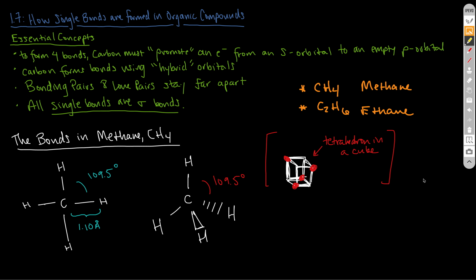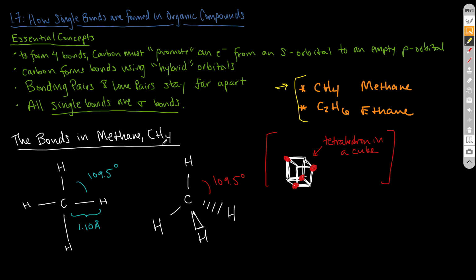Bonding pairs and lone pairs stay far apart because of electron repulsion. These are all concepts from general chemistry. All single bonds are sigma bonds. That's an important concept as well. In orange over here, this is just something that we should all keep in mind, that in organic chemistry, as we add on more carbons, we have different compounds, of course. So we will first focus on methane.